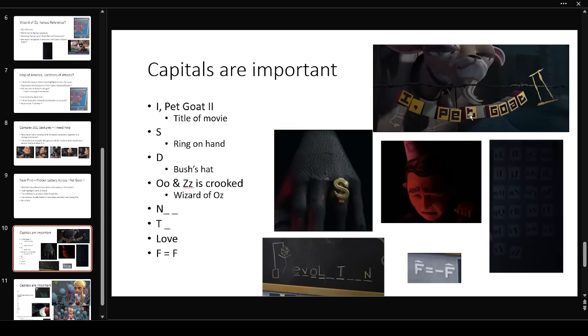This could be a D. This could be a backwards F. There's a whole bunch of these that could be flipped to be another E or an A. Is this an L or two I's? Okay, there's so much going on with the numbers. Then we see this distinctive S on the ring. We see a D on the hat of George Bush. We see this O and the Z that are crooked on the letters. We have the N blank blank T blank LOVE on the chalkboard.